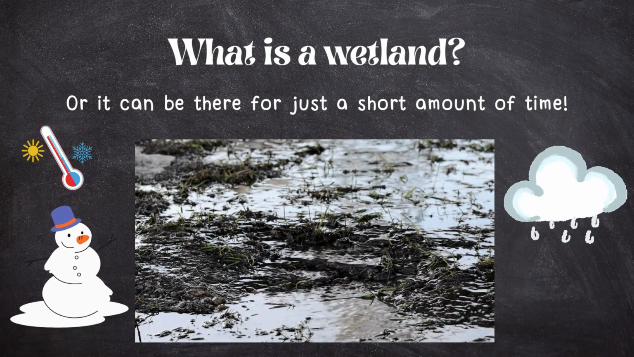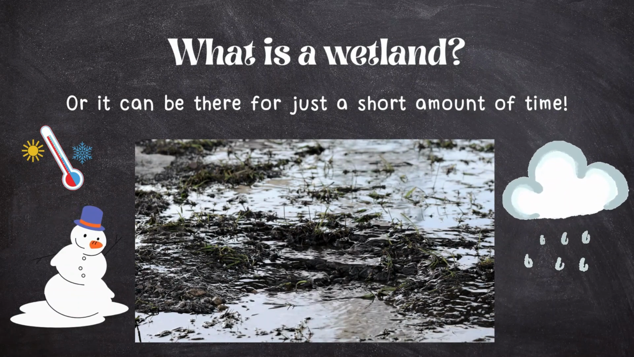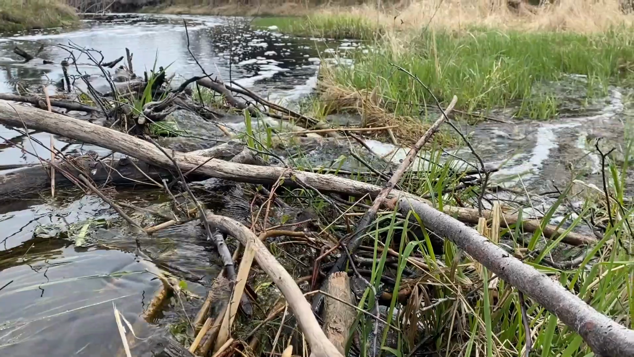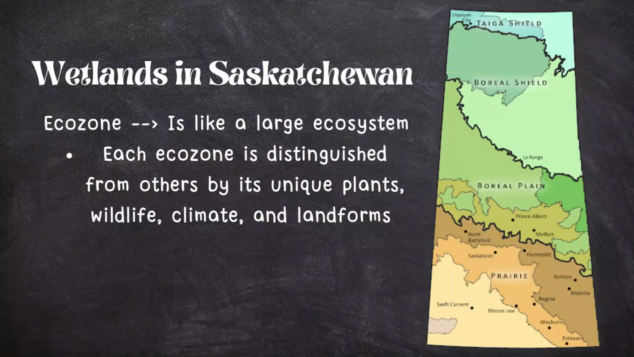Think about when the snow melts in the spring and suddenly there's a pond in the yard where there wasn't one before. What do wetlands look like? Well, depending on where you are, wetlands can look very different. Even here in our province, Saskatchewan, there are all different types of wetlands. Let's go over some wetlands in Saskatchewan.